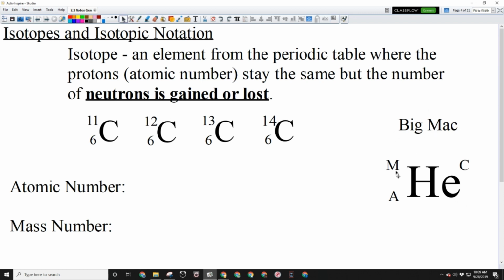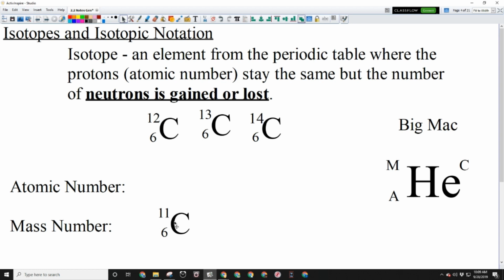And the way I remember these numbers and how it's written is I remember Big Mac. So, you know, McDonald's sells Big Macs. So the big part represents the symbol of the element written big. And then the Mac represents, in the upper left-hand corner is going to be M, mass number. That's the mass number. So the mass number for this carbon, this isotope of carbon, is 14. The mass number of this one is 13. The mass number of this one is 12. And the mass number of this one is 11. So the mass number is in the upper left-hand corner.